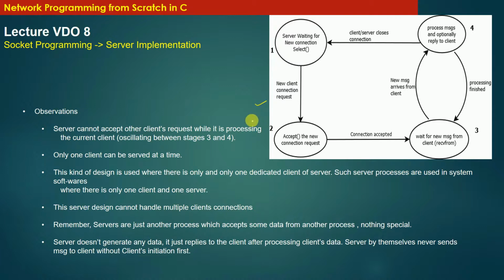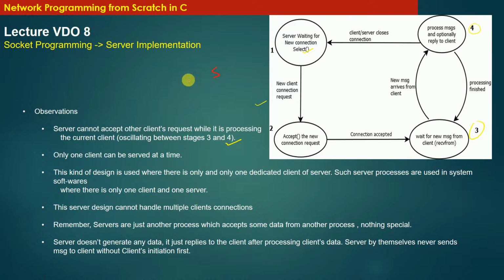So this is the state machine diagram of the TCP server which can handle only one client at a time. You can see that the server cannot accept other clients' requests while it is processing the current client. That is, the TCP server state machine is oscillating between the stages 3 and 4. So this is the stage 3 and this is the stage 4.